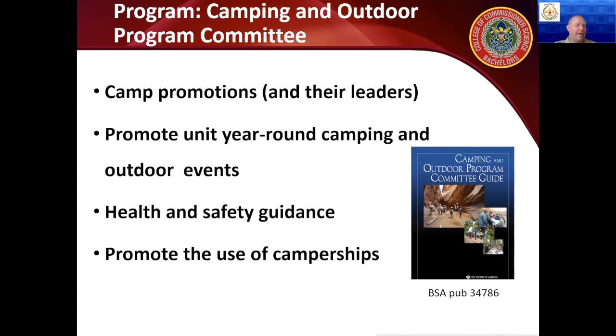For example, right now during our COVID time, they come up with the different safety and health concerns and provided things that we should be doing in those activities. This committee's promotion of the camperships can also make camping more available to those who otherwise could not afford it. And as the pub on the right-hand side, 34786, if you need a little more in-depth information on the camping and outdoor program committee, that's where you would go.